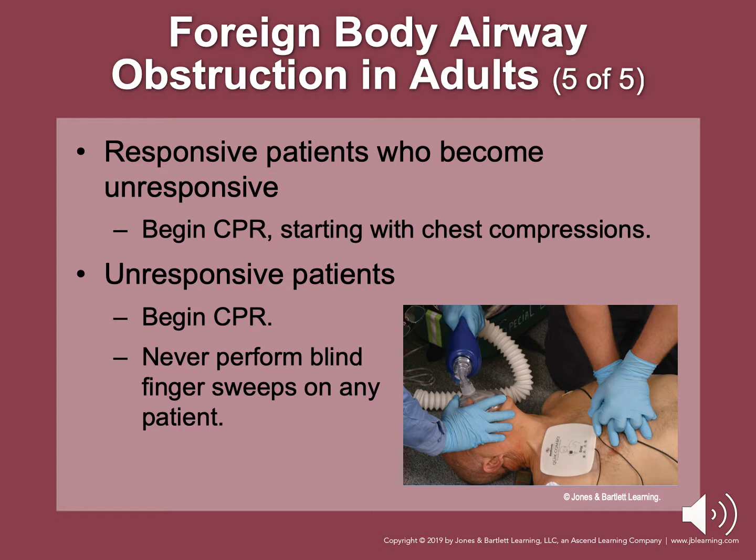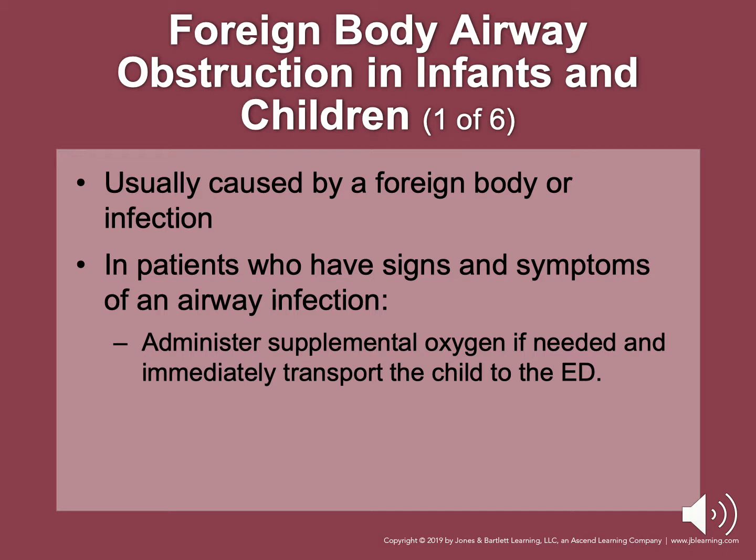Foreign body airway obstruction in infants and children is usually caused by a foreign body, such as food or a toy, or by an infection. If patients have signs and symptoms of an airway infection, do not waste time trying to dislodge a foreign body. Administer supplemental oxygen if needed, and immediately transport the child to the ED. Those children need help with antibiotics and different things like that.